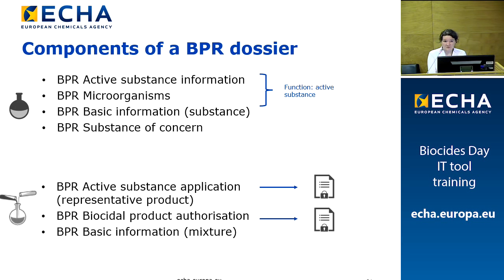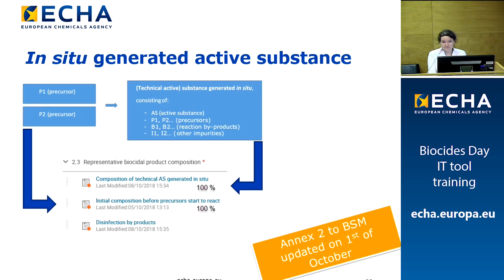And under the mixture, we have two submission types that are relevant for a dossier. Those are BPR active substance application representative product and BPR biocidal product authorization. And the third one is BPR basic information mixture for all other mixtures. As I mentioned before, for example, if the active substance is a part of a mixture, you use this submission type.